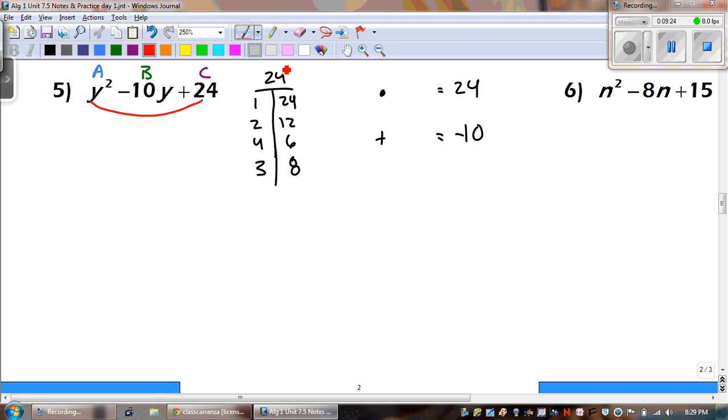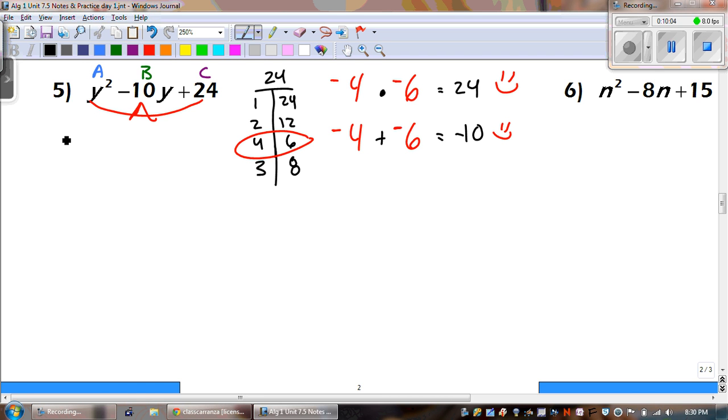The correct combination is 4 and 6. But how's that work? Okay, now 4 times 6 is 24. But 4 plus 6 isn't negative 10. Negative 4 plus negative 6 is negative 10. But guess what? Negative 4 and negative 6 also multiply to get a positive. Okay? You have to pay very close attention to all of the signs when you're doing this, guys.